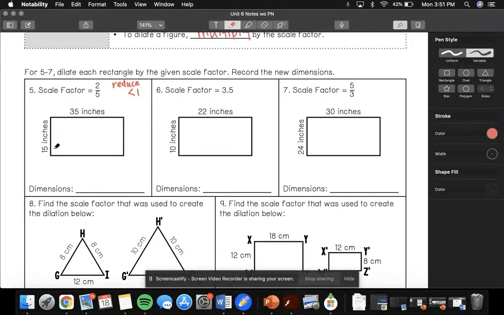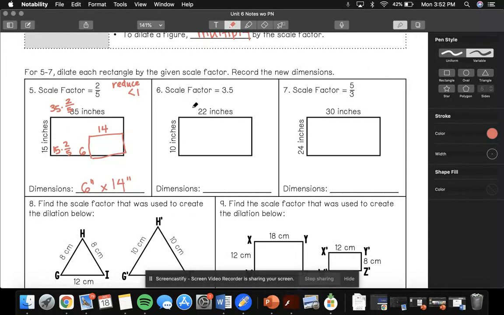Okay, so what I'm going to do is I'm going to do 15 times 2/5, and I'll get 6. So this would become, I'm going to kind of make a little smaller rectangle. This would make 6. Okay, then I'm going to do 35 times 2/5, and I get 14. So the new dimensions would be 6 inches by 14 inches. And when I compare them, you can definitely tell that that has reduced the size of them.